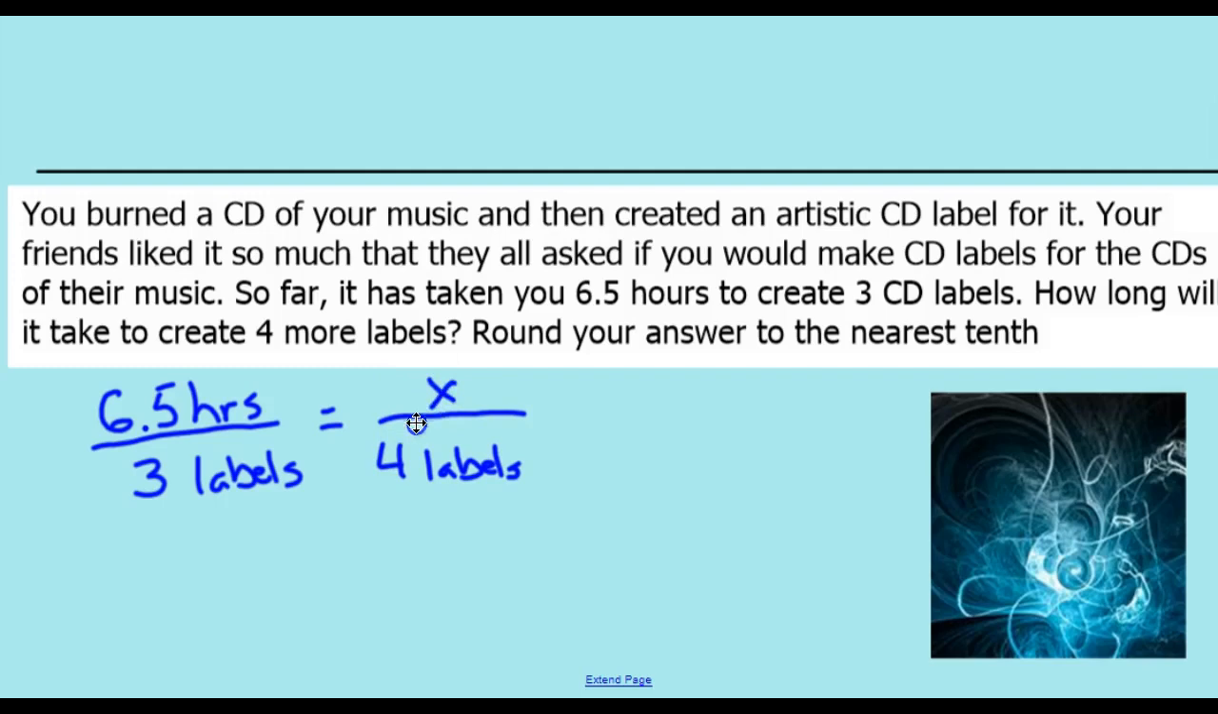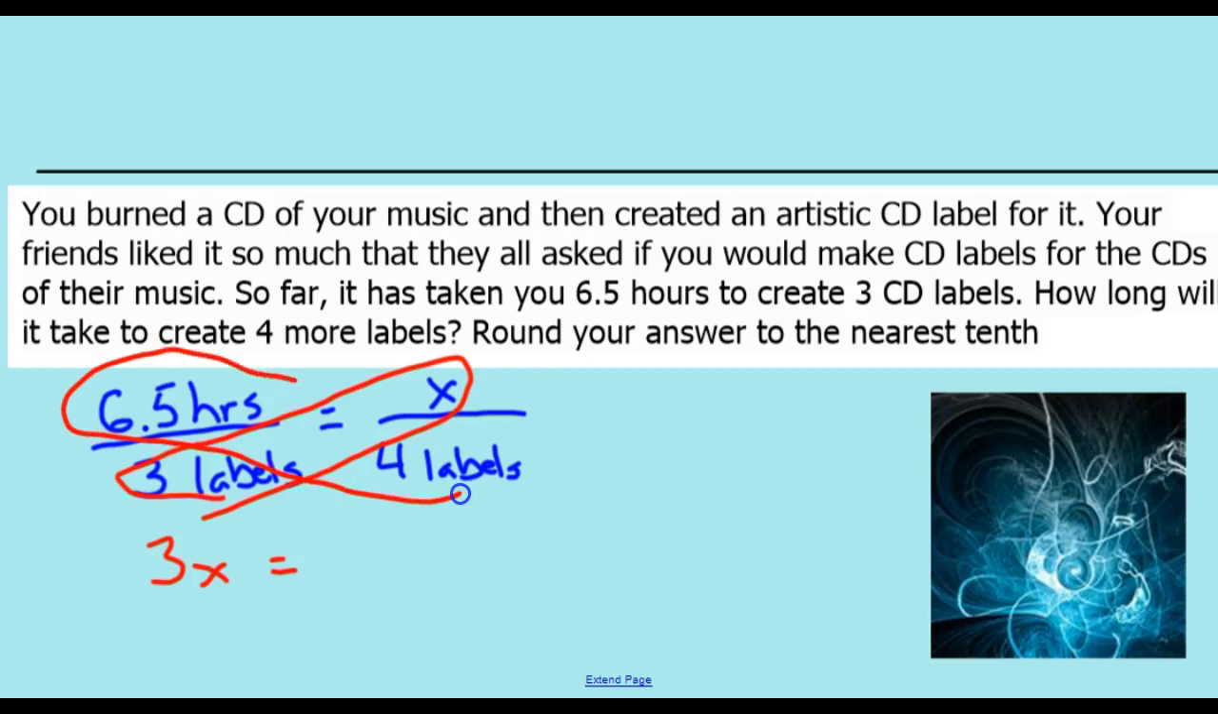I don't know how long, so I'm going to put x there. So again, it's a proportion. I can solve it by cross multiplying. So I get 3x equals 4 times 6.5. 6.5 times 4 gives me 26. 3x equals 26, so I divide by 3.